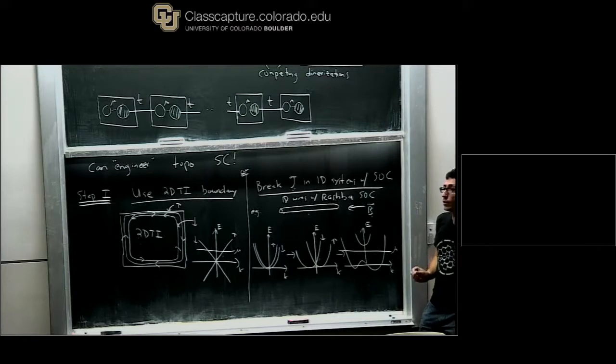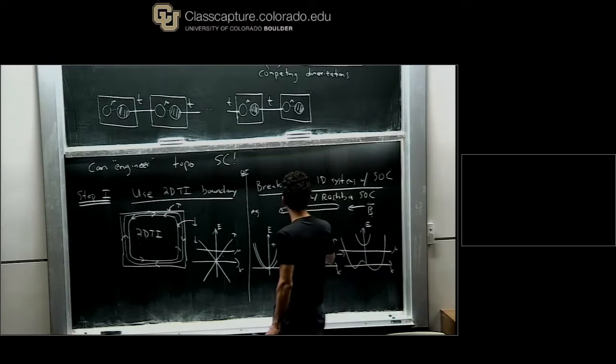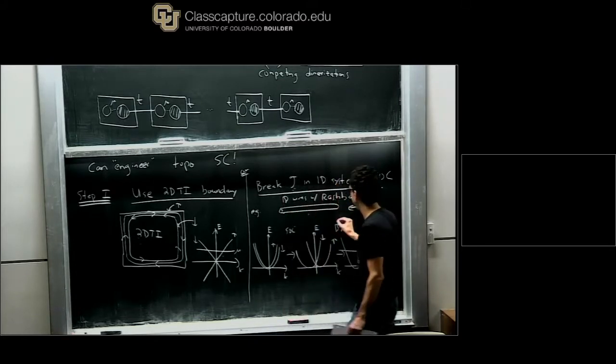Could you please repeat what is step 1 and what is step 2? So this is spin-orbit coupling, and this is a magnetic field.